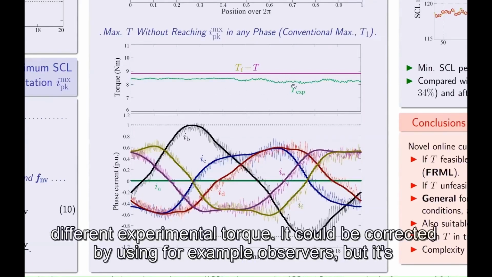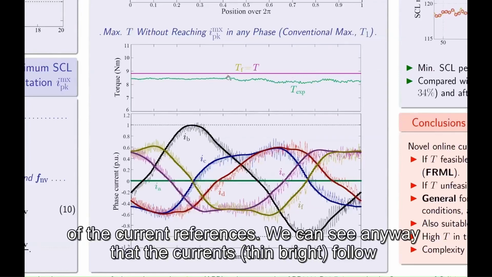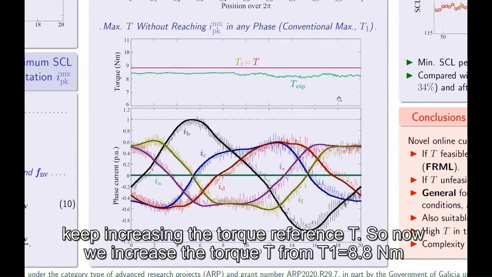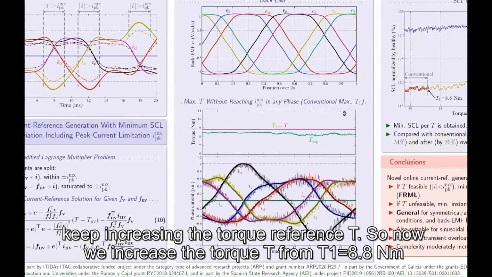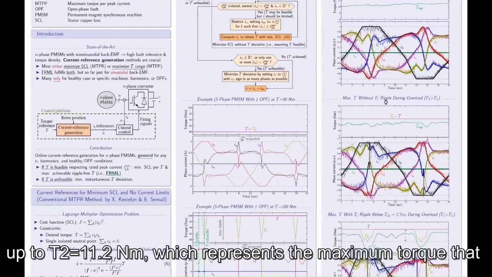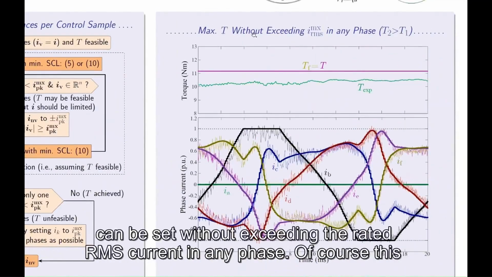It could be corrected by using, for example, observers, but it's beyond the scope of the paper, which is focused on the generation of the current references. We can see anyway that the currents followed to a reasonable extent the current references as well. So now let's keep increasing the torque reference. So now we increase the torque from 8.8 up to 11.2, which represents the maximum torque that can be set without exceeding the RMS current in any phase.